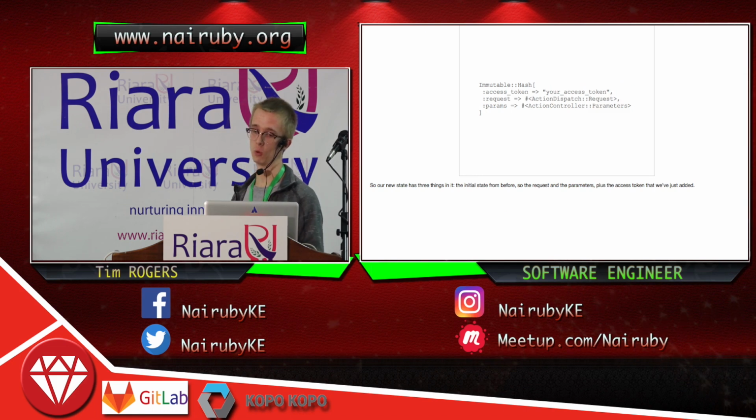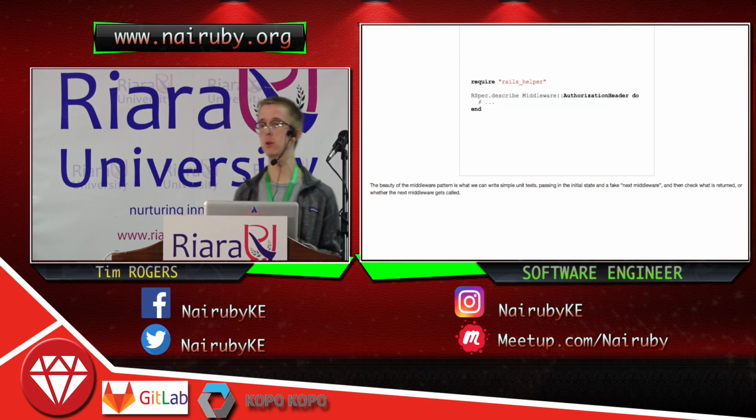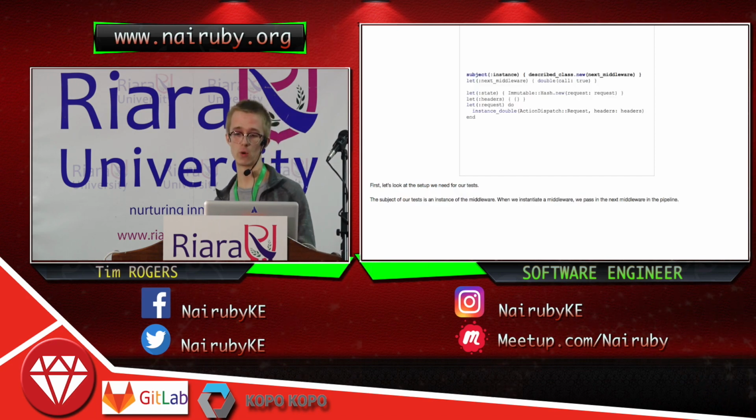So now we call the next middleware, passing on the new state. The next middleware in the chain is responsible for checking if the access token actually exists. The beauty of the middleware pattern is that we can write really simple unit tests, passing in the initial state and a fake next middleware, and then we can check what is returned or whether the next middleware gets called. Let's look at how we'd do that.